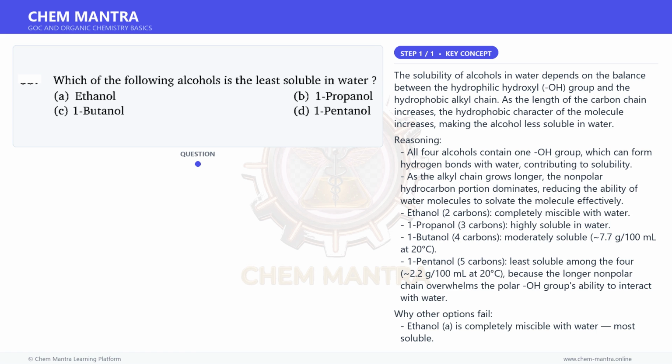Why other options fail? Ethanol, A, is completely miscible with water, most soluble. 1-propanol, B, is highly soluble, second most soluble. 1-butanol, C, is less soluble than propanol but more soluble than 1-pentanol. 1-pentanol, D, has the longest carbon chain and therefore the greatest hydrophobic character, making it the least soluble.